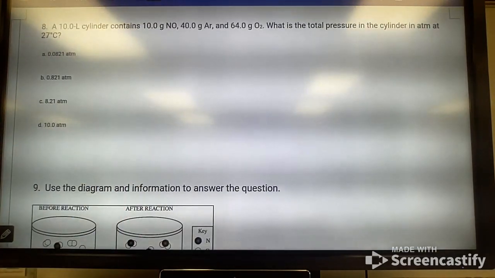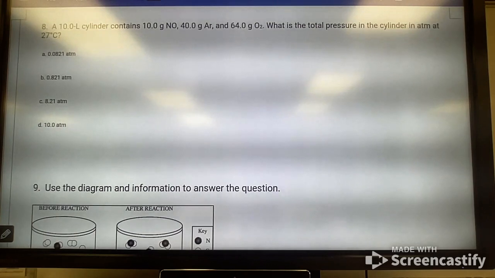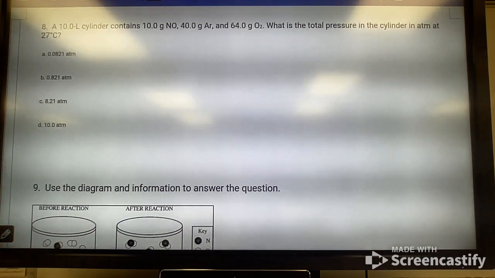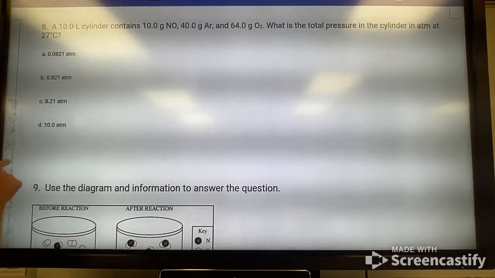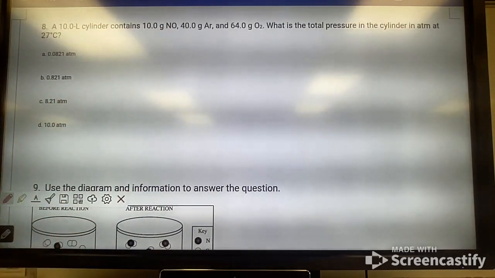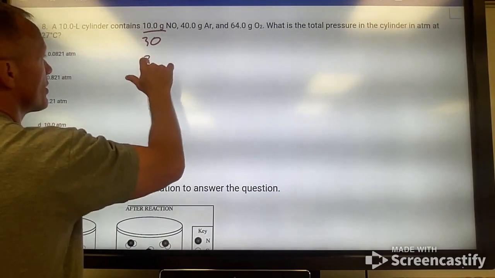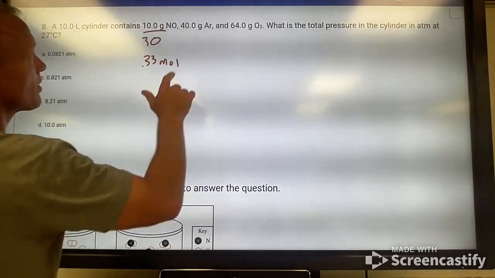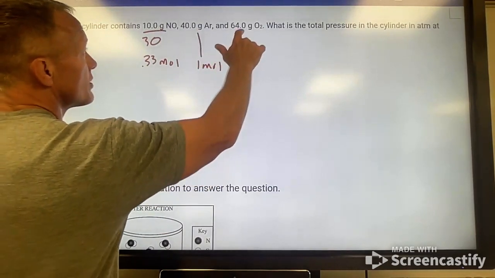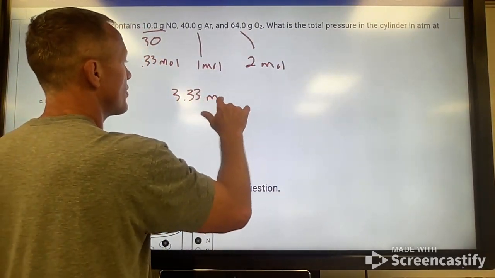Number 8. A 10-liter cylinder has 10 grams of NO, 40 grams of argon, and 64 grams of O2. What is the total pressure in the cylinder in atmospheres at 27 degrees Celsius? Well, let's figure out how many moles we have of these things. NO would have a mass of 16 plus 14, which is 30 grams per mole. So 10 divided by 30 is about 0.33 moles. 40 grams of argon, well, that is what argon's mass is, so that is 1 mole. And 64 grams of O2 is 32 grams per mole, so that'd be 2 moles. So we have 3.33 moles of gas.